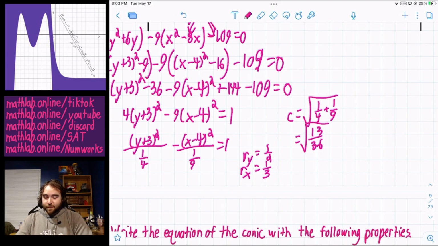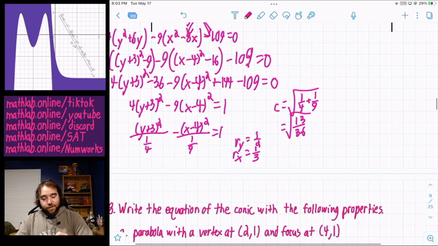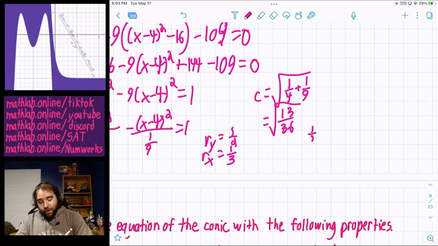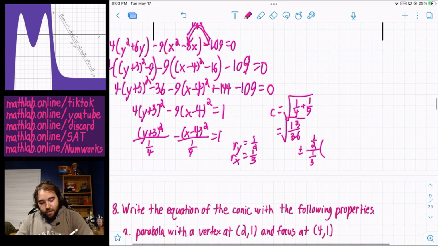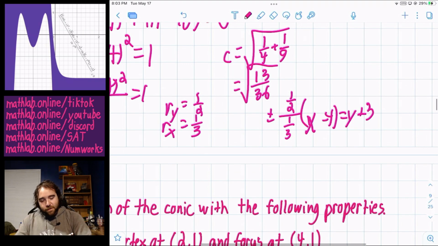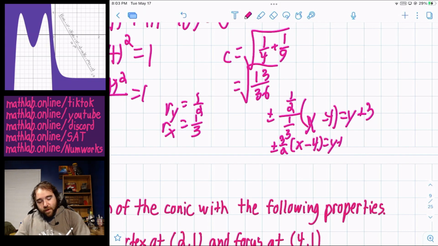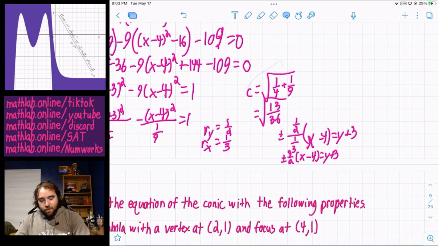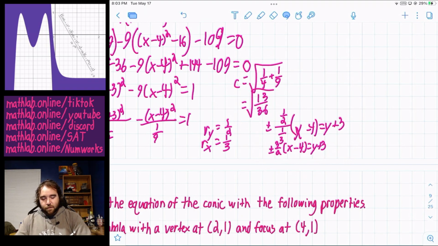Yeah. There we go. So what's the asymptote equations then? Oh, that's interesting. Because it's 1/2 over 1/3. And then x minus 4 equals y plus 3. But what's 1/2 over 1/3? You keep, change, flip. So that's just 3/2, plus or minus 3/2. x minus 4 equals y plus 3. That's pretty good. So there's our asymptote equation.